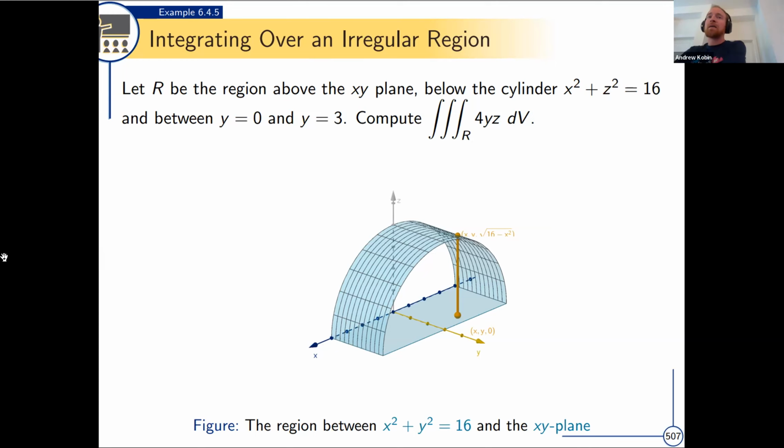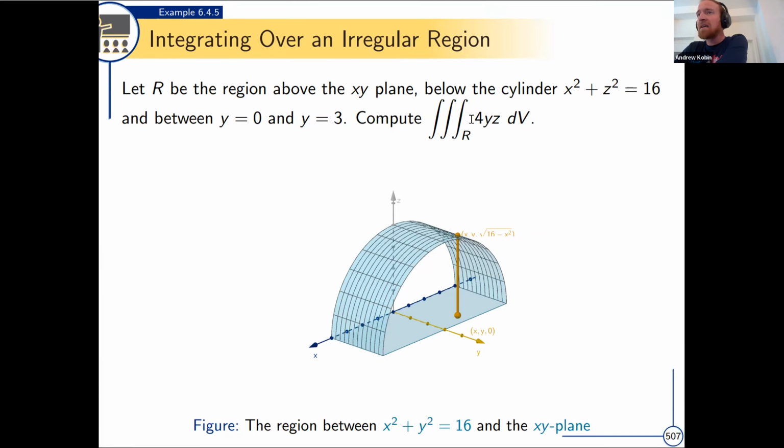And here's an example. Let's take a look at the region R that lives above the xy plane in 3 space, below the cylinder given by this formula. And you can see this is the top half of that cylinder above the xy plane, and between the y values of 0 and 3. Let's first set up a triple integral of this function with respect to volume over this region, the function being 4 times y times z.